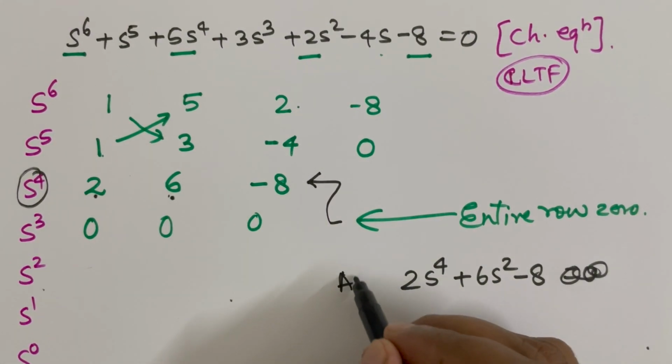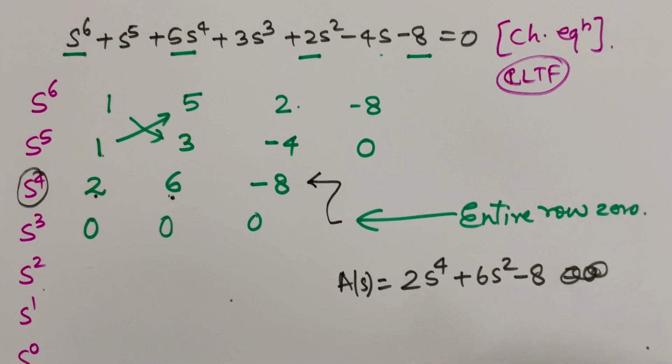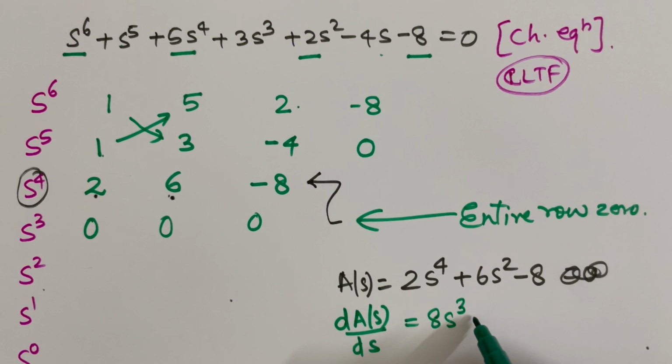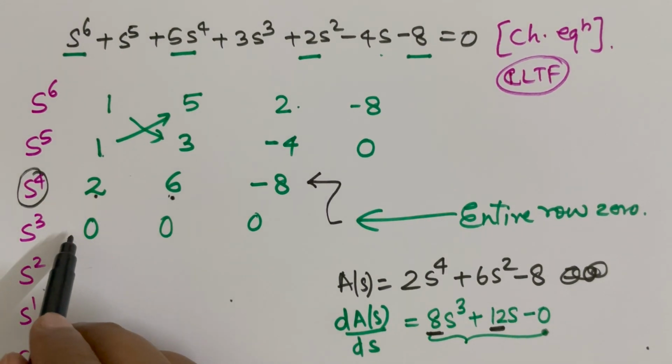So this is basically the auxiliary equation. A(s) is 2s^4 plus 6s^2 minus 8. What we do is we take the differentiation, dA(s)/ds. So this will be 8s^3 plus 12s minus 0. Now we will take the constant term of this and use it for the next row.